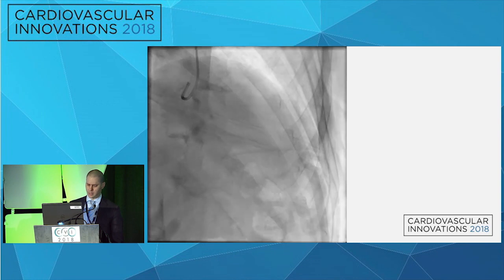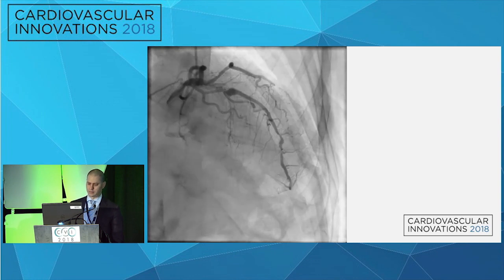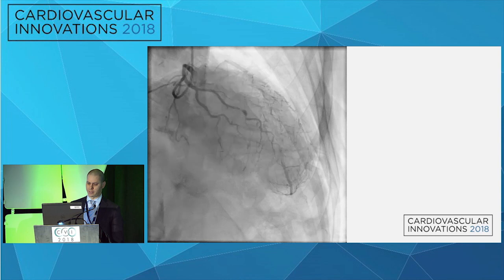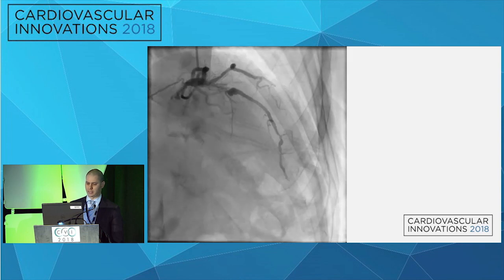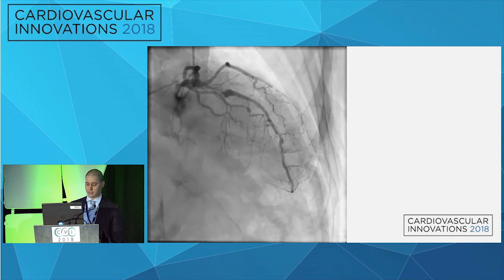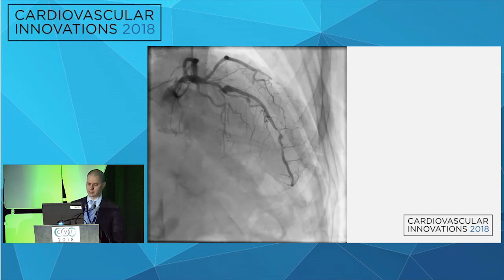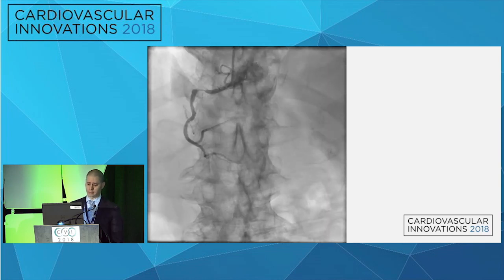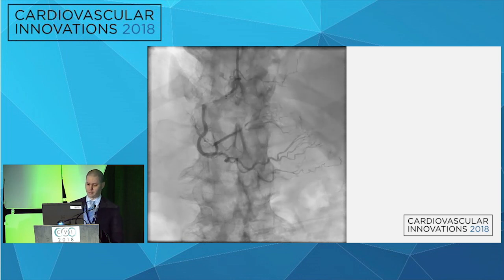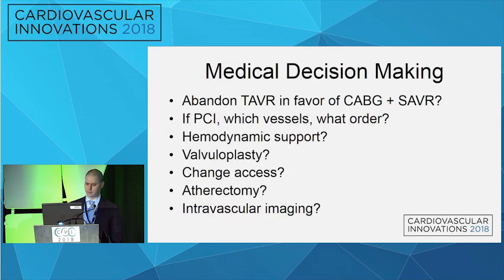For the LAD, there's clear severe heavily calcified proximal disease with an aneurysmal segment distal to that, and then the distal vessel, you have severe disease with at least moderate calcification there. The right also had proximal severe disease, but unfortunately this was not calcified.